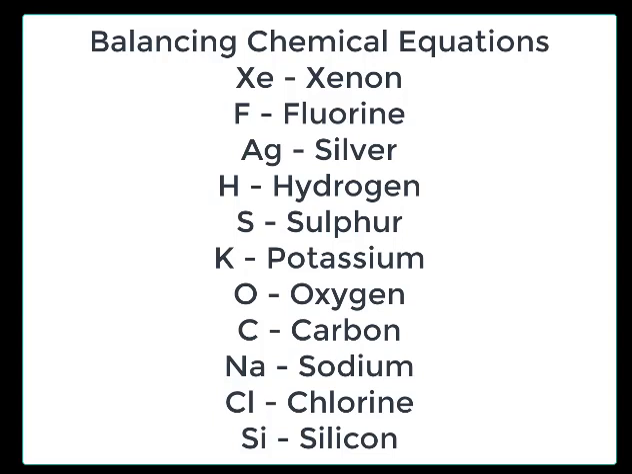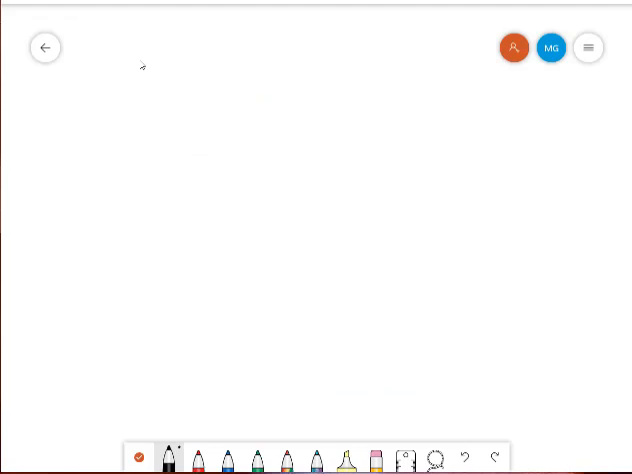Xe is xenon, F fluorine, Ag silver, H hydrogen, S sulfur, K potassium, O oxygen, C carbon, Na sodium, Cl chlorine, Si silicon. So let's have a look at the following equations. The ones that I will be giving you will not be balanced equations. We need to go and balance them ourselves.